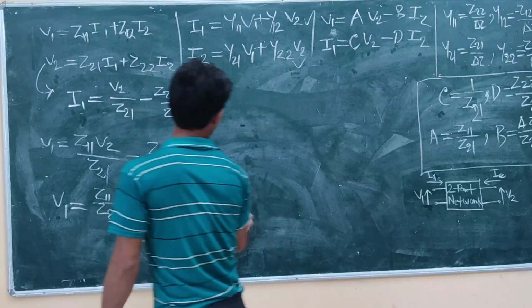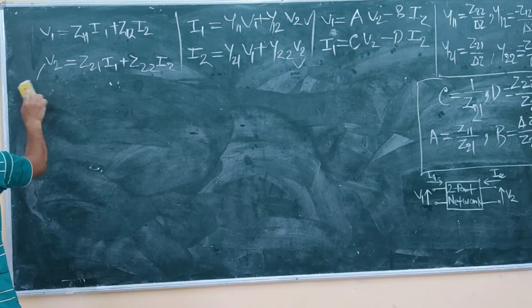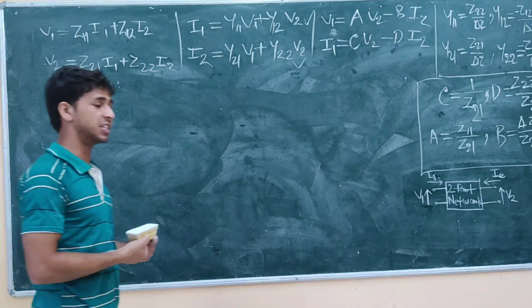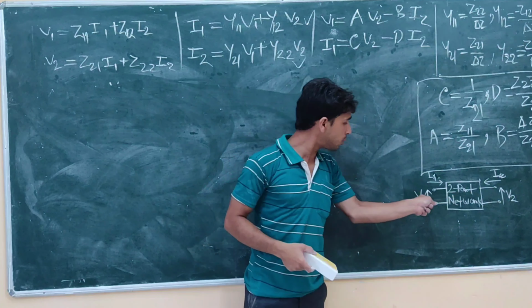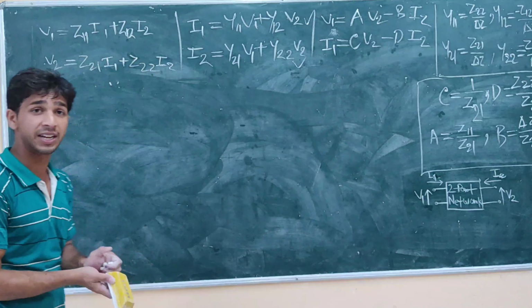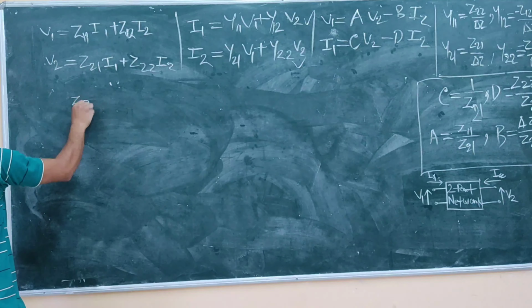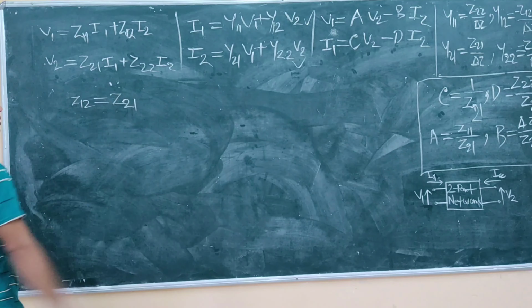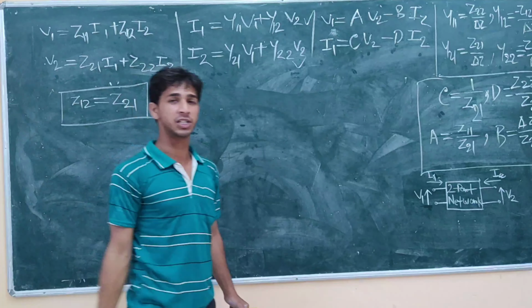Now there is a relation called the reciprocal circuit relation. What is a reciprocal circuit? If you feed the input at the output, you will get the same circuit. And in the case of a reciprocal circuit, we have the property that Z12 equals Z21. This property should be obeyed by any reciprocal circuit.